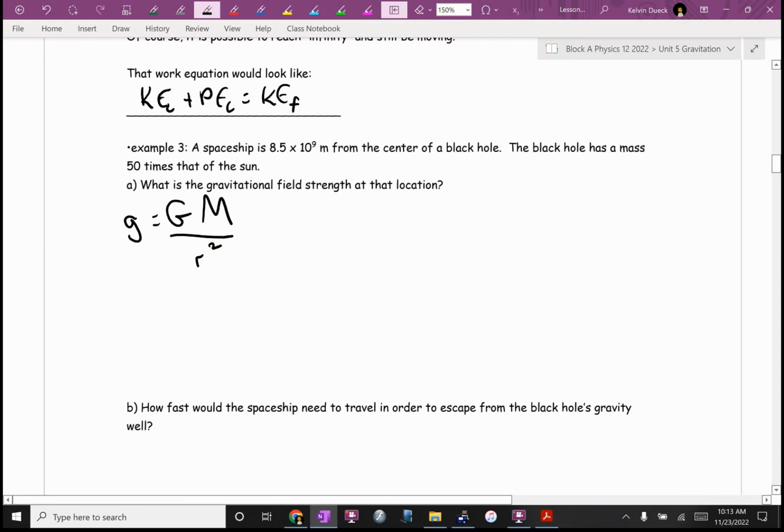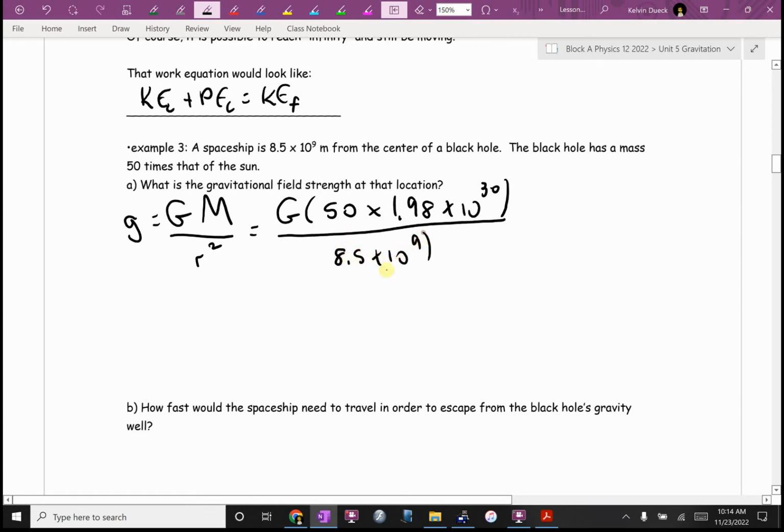That's why I gave you little g in that version. I wanted to help you see how these are all related. This is the acceleration component of force. All right. Big G. What's the mass? 50 times, what's the mass of the sun? Please make sure all of you know where those are. Divided by, and I guess the radius is 8.5 times 10 to the 9th.